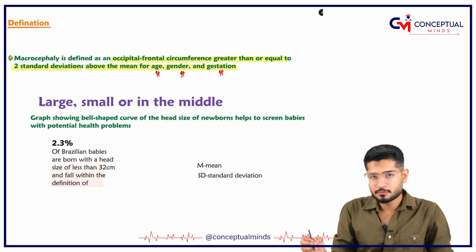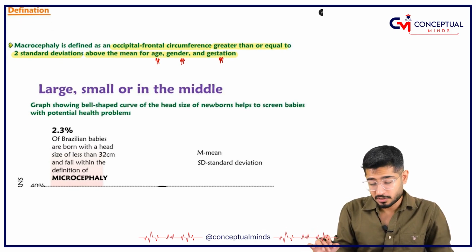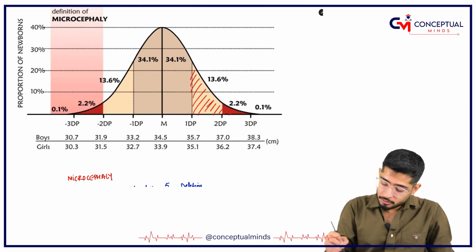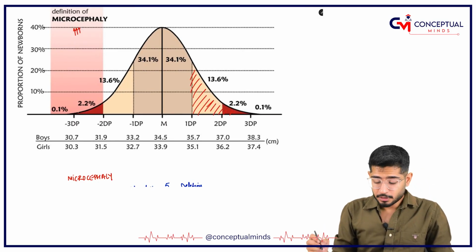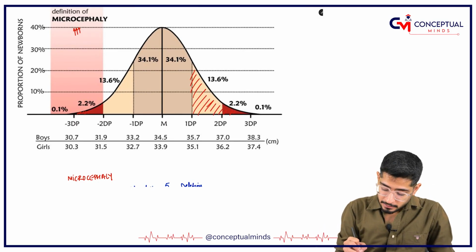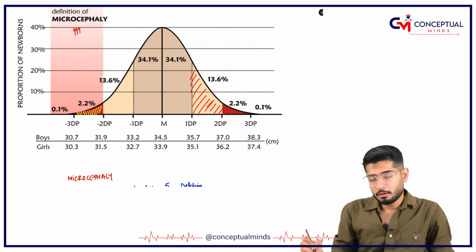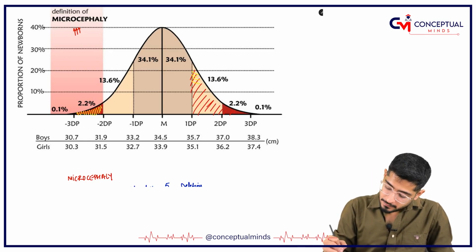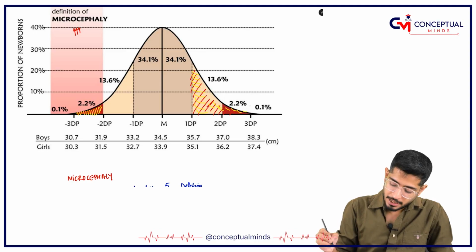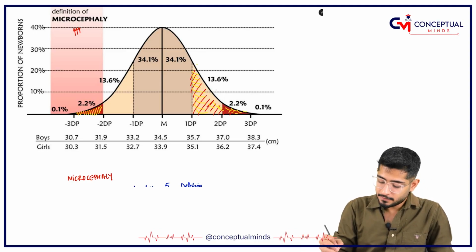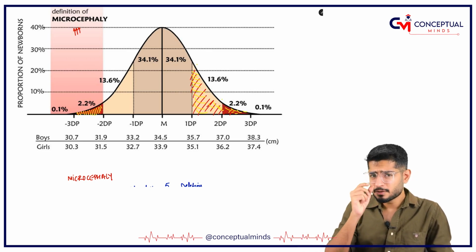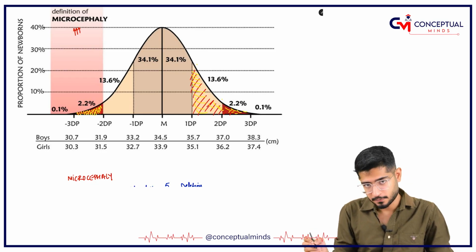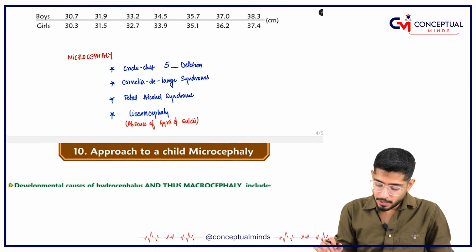After I posted my last video, a lot of people said, sir, we are not able to understand microcephaly. See, microcephaly is only this part. The ones falling beyond the 3rd standard deviation are going to be microcephaly, whereas macrocephaly is beyond the 2 standard deviations. So everyone beyond 2 standard deviations has macrocephaly, but microcephaly means falling in this range. Now I think you got it.